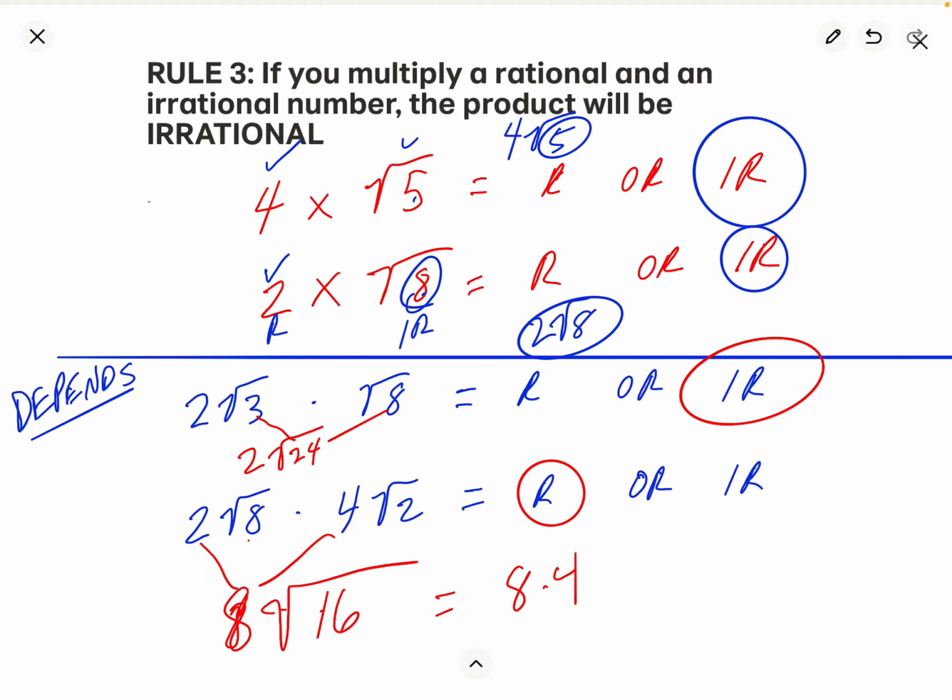Okay? So I'm going to give you some practice, but basically that's what you need to know. Whenever you're adding or subtracting, when you get done, whatever your result is, if you still have something that's not a perfect square in the square root part, then that means it's going to be irrational.